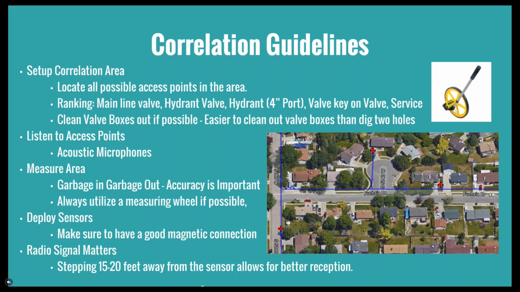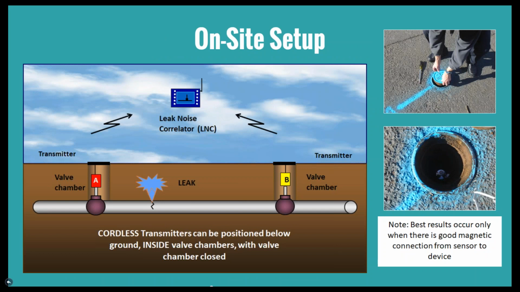So when you do a correlation with correlators, you want to know the distance from one correlator to another. Using a wheel is a minimum, but one of the challenges we have with water mains is geometry changes, both vertical and horizontal, that can impact that distance. So that's something to keep in mind, whether you're using loggers or correlators, of trying to estimate what your distance is from one access point to another as accurately as possible. And then again, making sure you have good connection to your pipe.